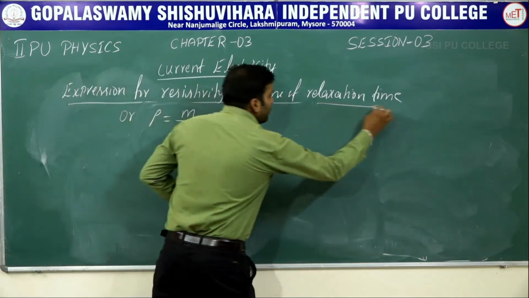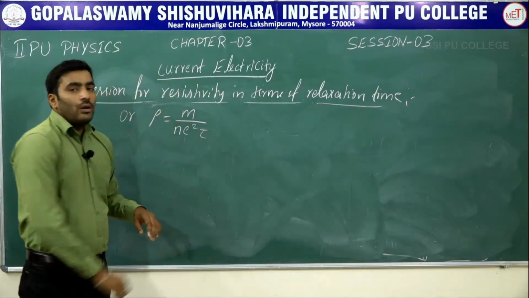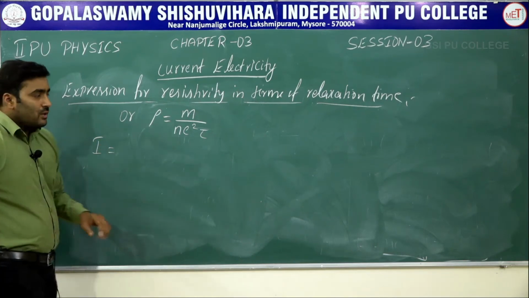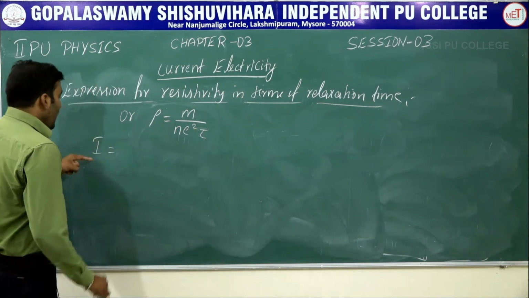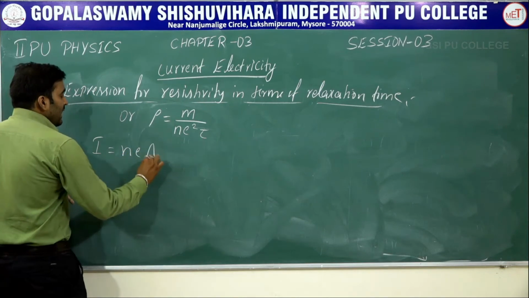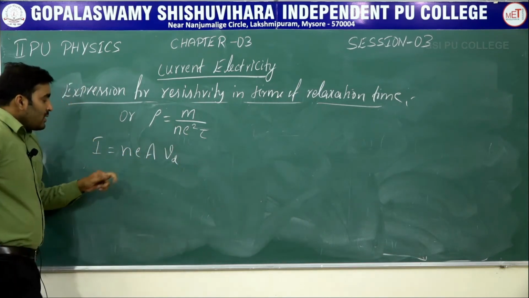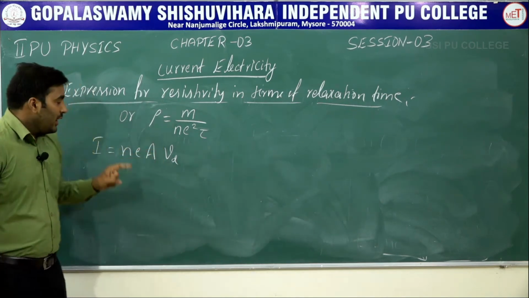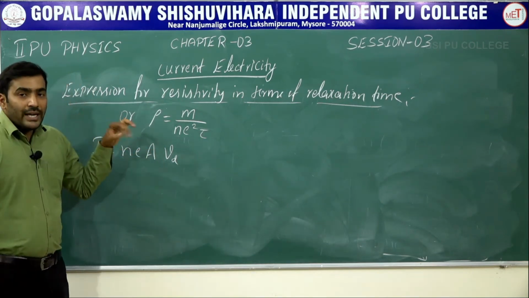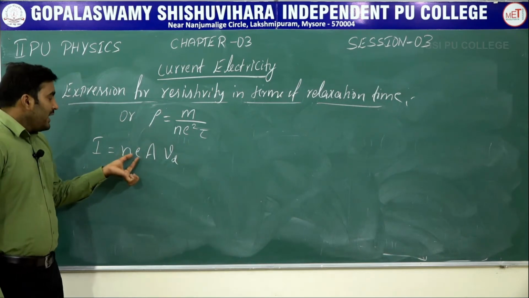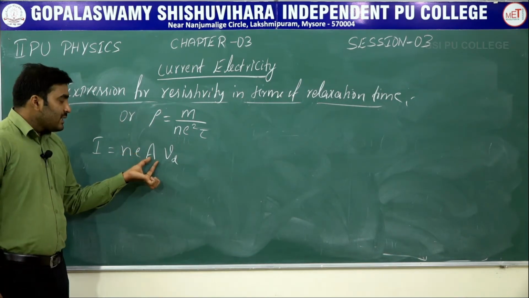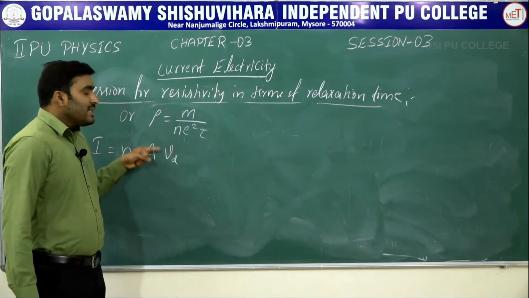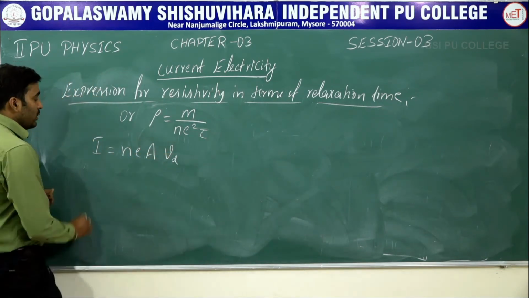Now let us start with the expression for current in terms of drift velocity. We know the equation we just wrote: I is equal to nеA into VD. Here this n is the number of free electrons present per unit volume. I told you that this n is the electron number density. e is the charge on the electron, A is the area of cross section of the conductor, and VD is the drift velocity of free electrons.